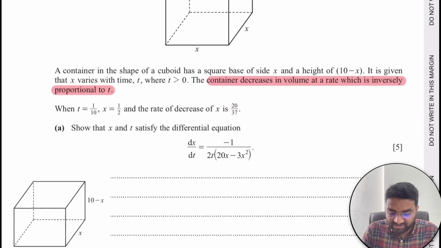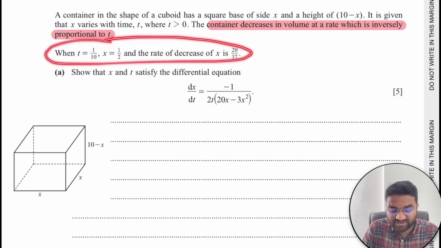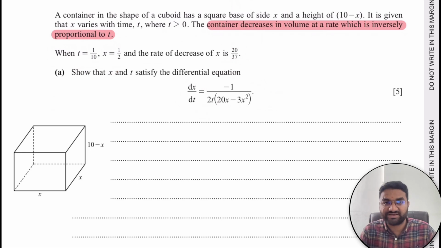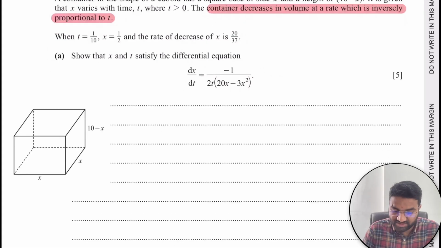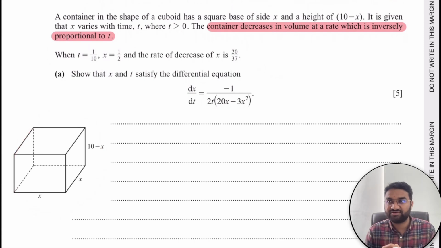Alright, whatever is given, we will write here. To show that x and t satisfy the differential equation dx by dt is equal to negative 1 over 2t times (20x minus 3x square). And when t is equal to 1 by 10, x is equal to 1 by 2, and the rate of decrease of x is 20 by 37. For your understanding, I have taken this diagram here so that we will be able to solve it step by step. The basic thing is that whatever is given, we have to write it.